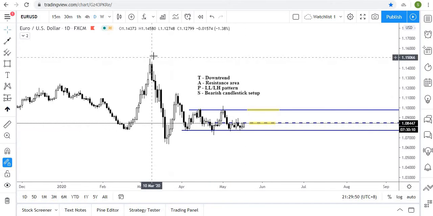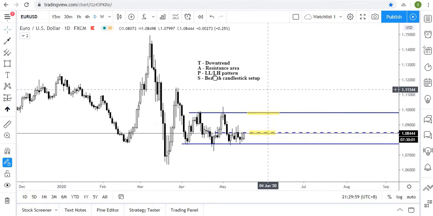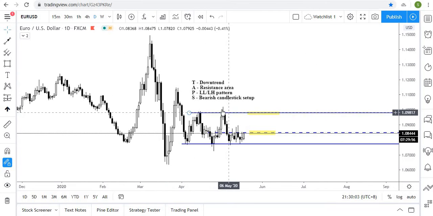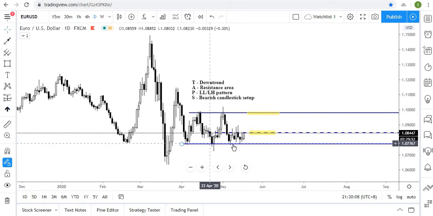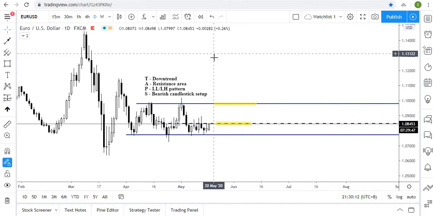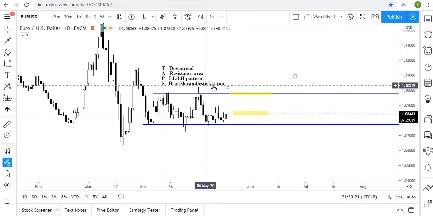So the momentum is still going to the downside, and even though there is strong support here, we should be cautious about the build up from the sellers. If sellers are strong enough to take control, this support might be broken in the near term. So in this scenario, I am more biased to the downtrend, and look for a resistance area, or look for lower low, lower high patterns and bearish candlestick setup.